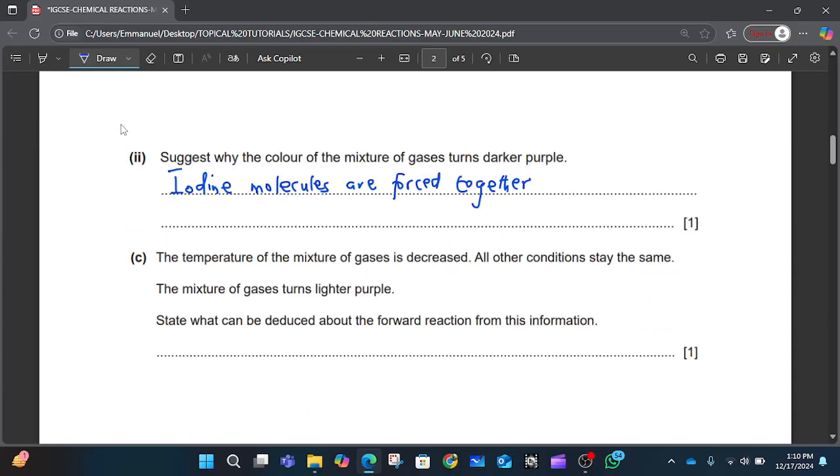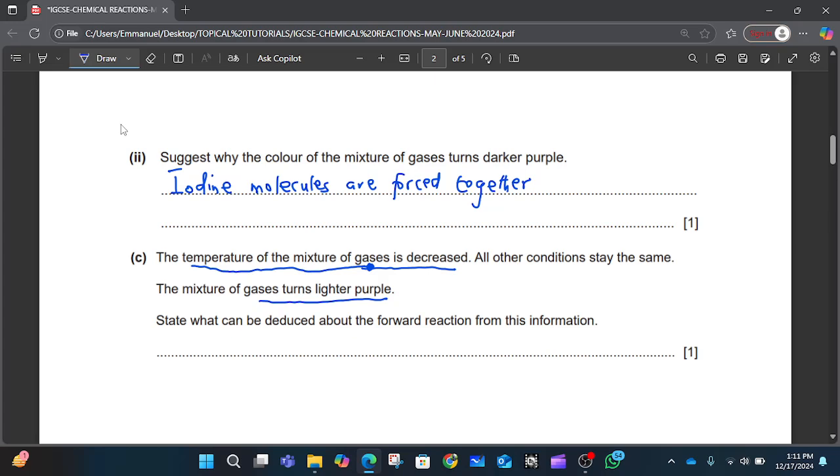C. The temperature of the mixture of gases is decreased. All other conditions stay the same. The mixture of gases turns lighter purple. State what can be deduced about the forward reaction from this information. Notice that in this question, the temperature of the reaction mixture was decreased.